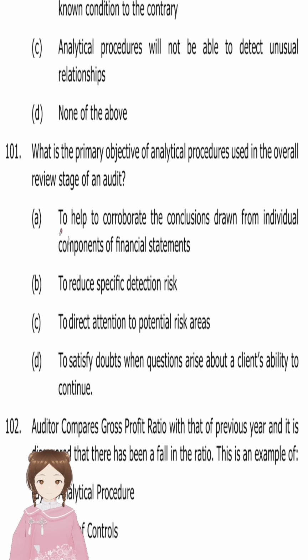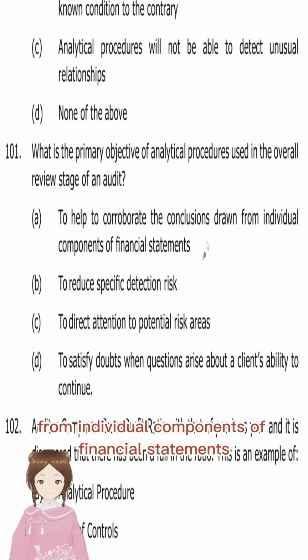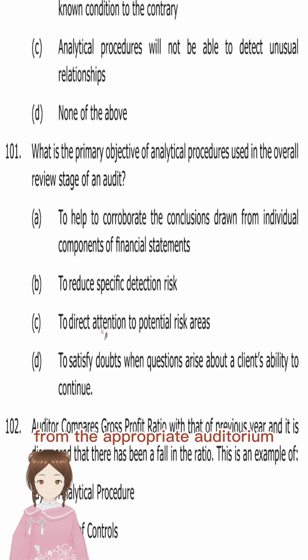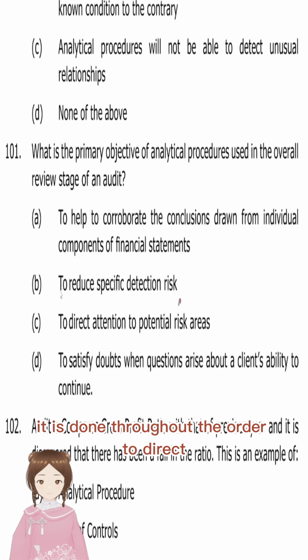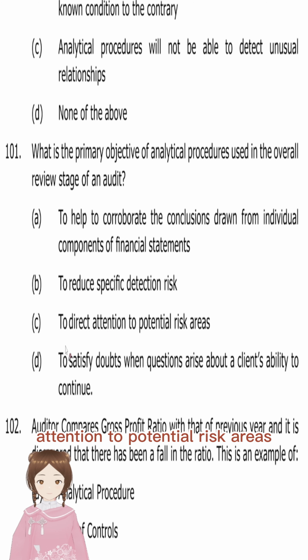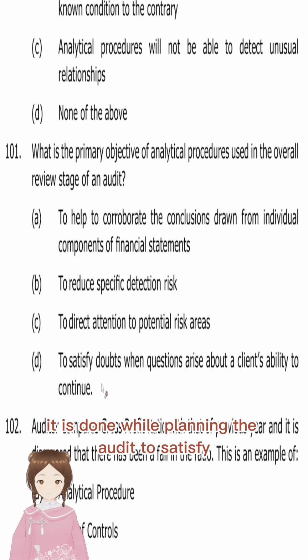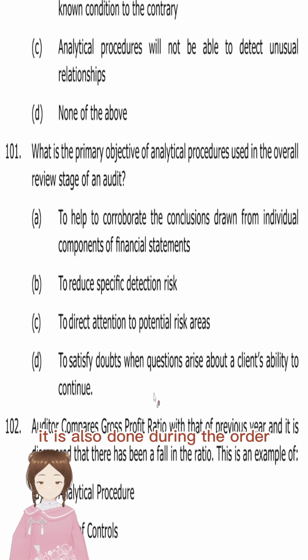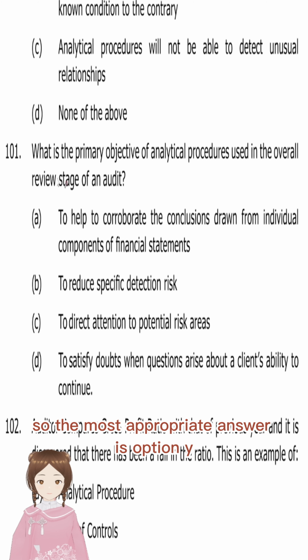We'll see the options now. To help in corroborating the conclusions drawn from individual components of financial statements, as review stage is something that deals with the conclusions from the appropriate audit evidence that was collected during the audit. We'll see the second option, to reduce specific detection risk. It is done throughout the audit. To direct attention to potential risk areas, it is done while planning the audit. To satisfy doubt when the question arises from a client's ability to continue, that is going concern, it is also done during the audit. So the most appropriate answer is option A.